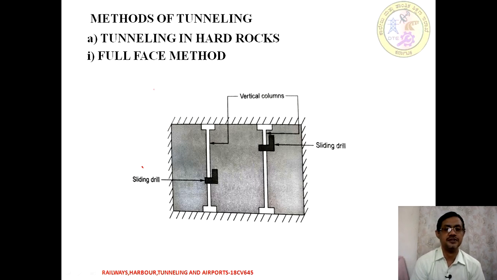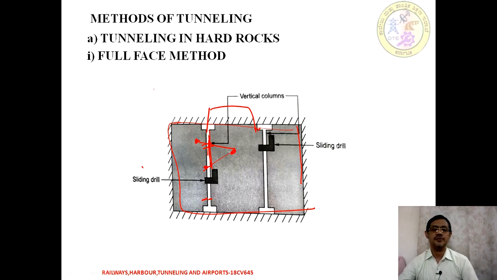Say, for example, this is the complete boundary in which we need to construct. In this tunnel we erect two vertical columns, on which we have sliding drills, so that we can drill holes at certain distances. They are staggered, say 1.2 meters center to center, like this. Then these holes are filled with charges or explosives, the muck is removed, and the process is continued. This method is called the full face method.